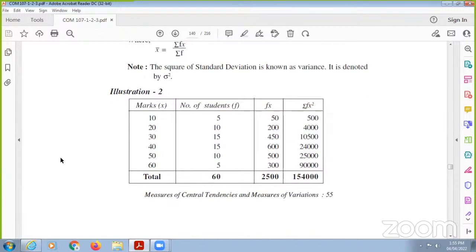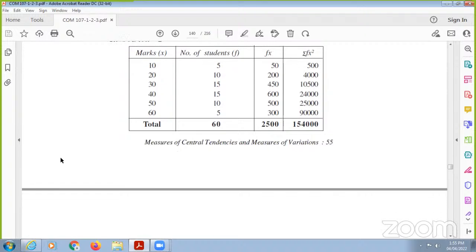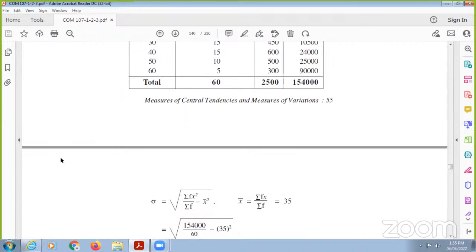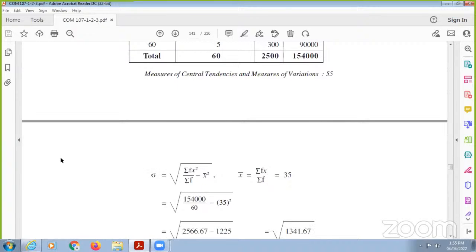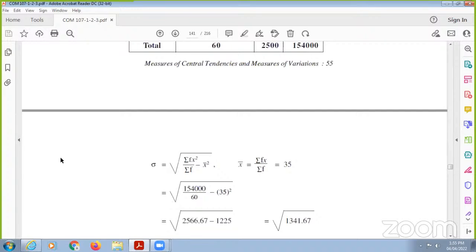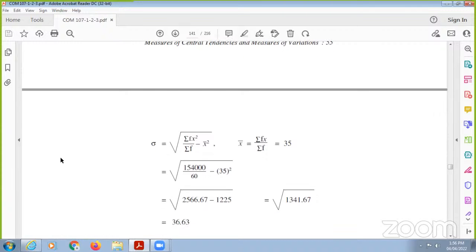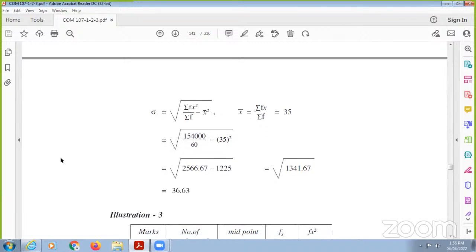Then you will find the next calculations given here. Standard deviation is equal to under root 1 lakh 54,000 divided by 60 minus 35 bracket square. Then under root 2566.67 minus 1225 is equal to under root 1341.67. That means the answer will be 36.63.